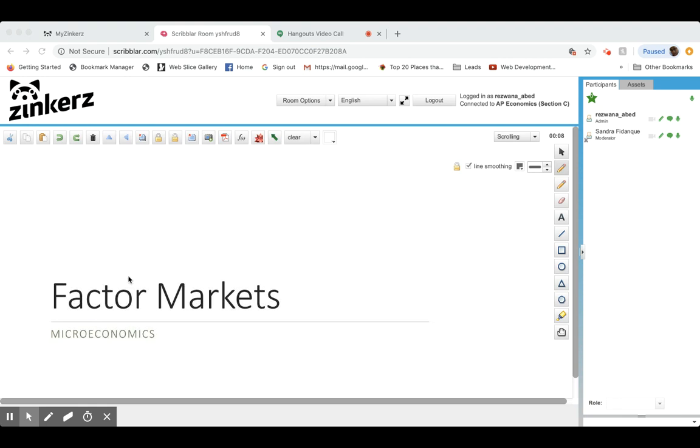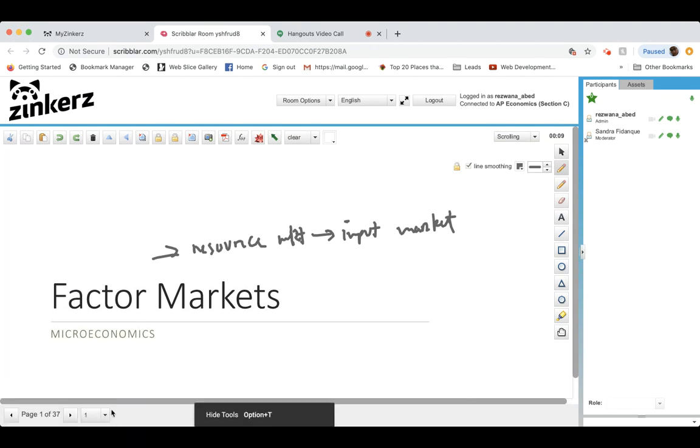Just to let you know, factor markets are also sometimes known as resource markets or input markets. So factors are basically inputs that we use to make stuff. Outputs are the goods and services. Inputs are what we use to make those goods and services. We also call them factors or resources.